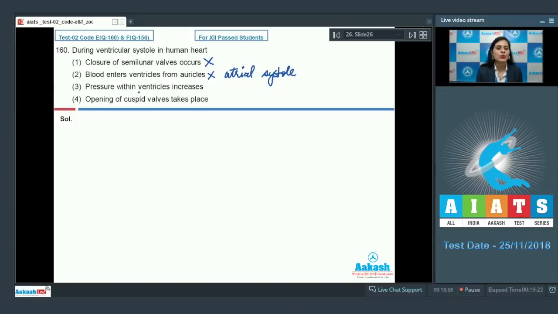Now, third option given is pressure within ventricles increases, and this is a correct option and is a correct answer to our question because as we have already discussed, during ventricular systole, when the ventricles are contracting, there is increase in pressure within ventricles. The last option given is opening of cuspid valves takes place, and this is incorrect because during ventricular systole there is closure of cuspid valves. There is closure of tricuspid as well as bicuspid valves, also known as atrioventricular valves, present between the auricle and ventricle of human heart. So the correct answer for this question is option number 3. Let's discuss our next question.